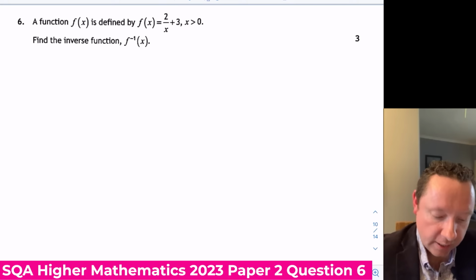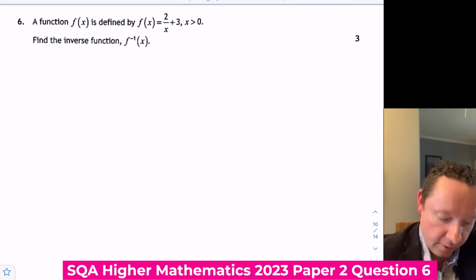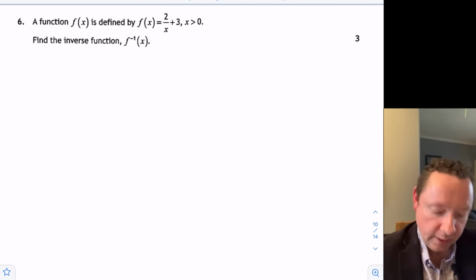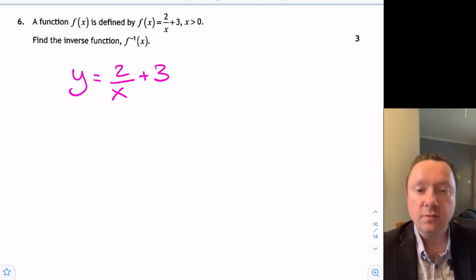SQA Higher Maths 2023, Paper 2, Question 6. A function f is defined as f of x equals 2 over x plus 3 for x greater than 0. Find the inverse function. So what I usually do with these is I write y equals 2 over x plus 3. Well, there's other ways to do these. And make x the subject.